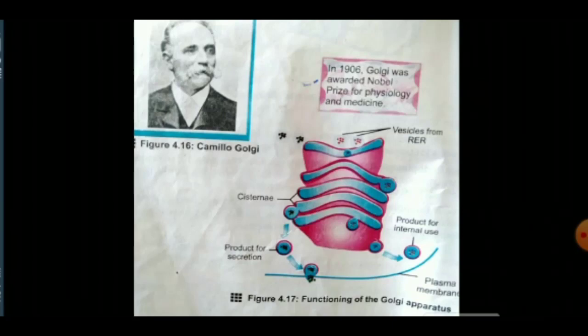It is found in both animal and plant cell. And its function is to modify molecules coming from rough endoplasmic reticulum and pack them in small sacs called Golgi vesicles, which can be transported to different locations in cell.